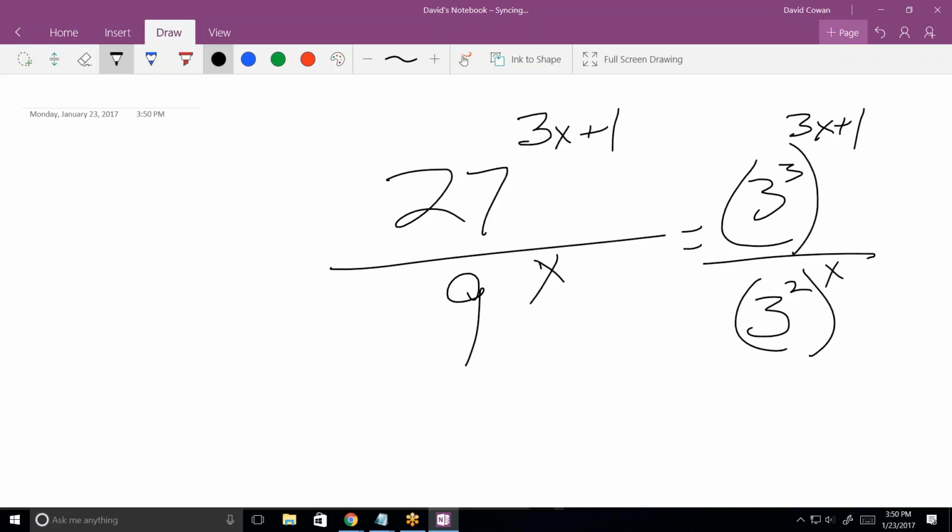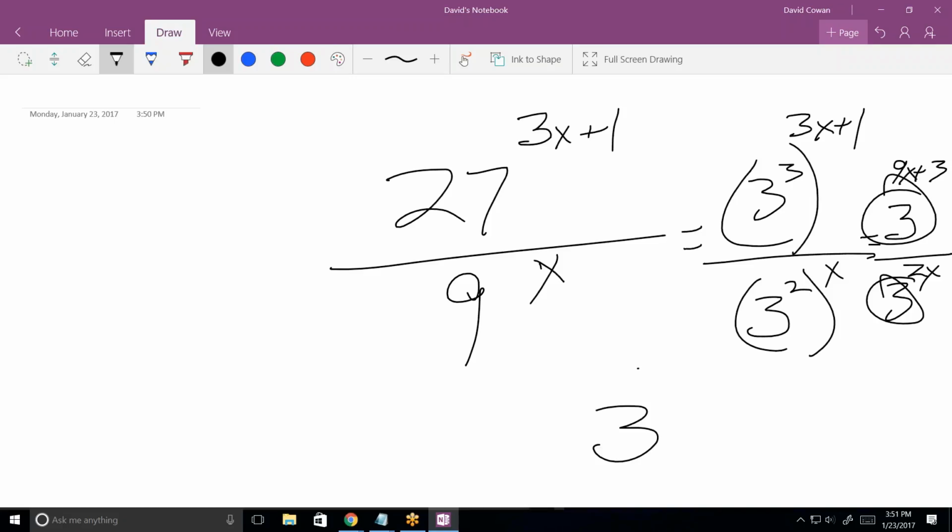In other words, I can only solve this problem if I can turn 27 and 9 into the same exponential base. Not factor, but exponential base. And that exponential base is 3. 9 is 3 squared, 27 is 3 cubed. Now I can apply the rules of exponents. What's the numerator? 3 to the 9x plus 3. What's the denominator? 3 to the 2x. Now I can subtract. Because I have the same base, I can divide by subtracting exponents. So my answer would be 3 to the 7x plus 3.